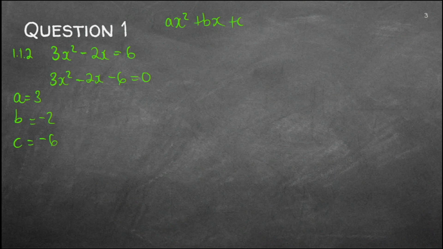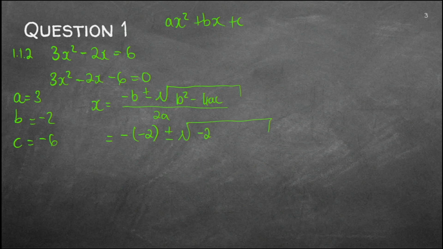Right, now we can go and say x is equal to negative b plus or minus the square root of b squared minus 4ac, over 2a. Now, please show your substitution. Be careful for your signs. Make sure you substitute correctly every time. Everything over 2a is equal to 3.